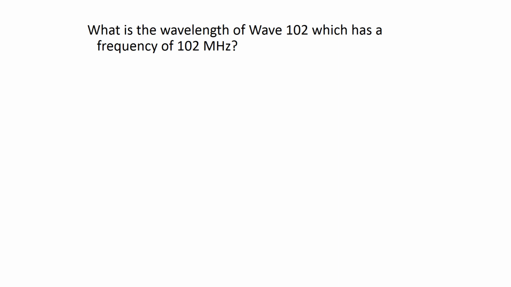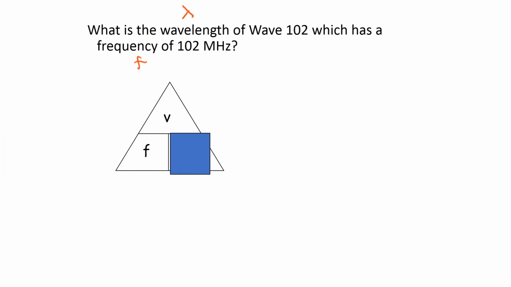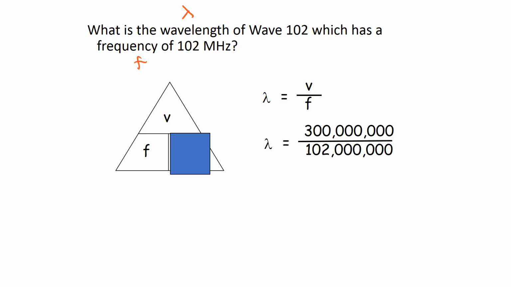So what's the wavelength of wave 102? So that is lambda, that is f. Notice no speed in the question. That's because we're expected to know it's a radio wave and it travels at 3 times 10 to the 8 meters per second. Lambda equals v over f, 300 million divided by 102 million.